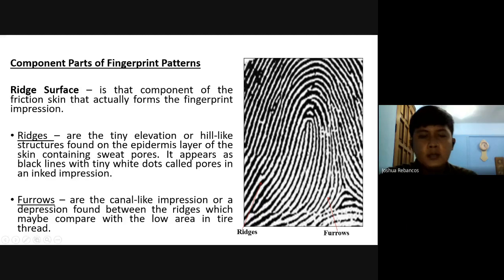Kung i-relate naman natin yung furrows and ridges sa ballistics, it is the same with the barrel of the firearm, yung riflings of the barrel of the firearm. Rifling is composed of the lands and grooves. Now, yung lands and grooves na yun, ang kapareho ng land is yung ridge. Yung furrows naman is yung grooves. Okay?